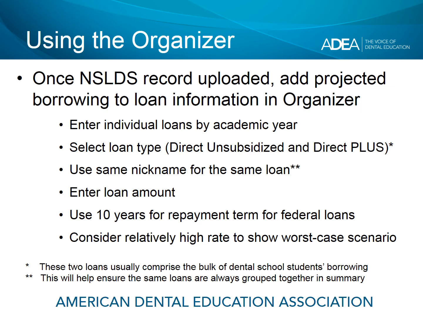And consider using relatively high rates to show a worst case scenario when you go in and add projected borrowing. In other words, when you go in and put loans in that you have not taken out yet, don't use really low interest rates, because that would greatly underestimate what you're going to be repaying if in fact the interest rates turn out to be much higher. So be realistic when you go in and enter the interest rate on your student loans for any projected borrowing.